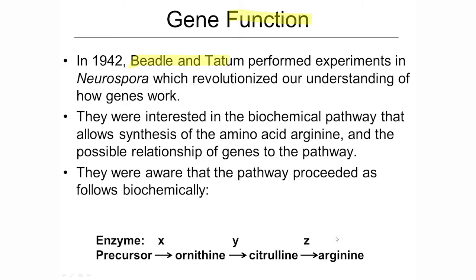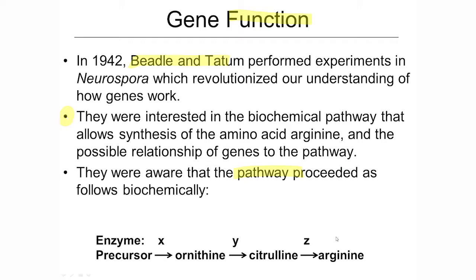But it turns out that Beadle and Tatum were interested in the biochemical pathway. They were using the pathway that allows synthesis of the amino acid arginine. And they were also interested in the relationships of genes to this pathway. Without any genetic knowledge, biochemists knew that there was a pathway, and by the way, many biochemical reactions occur in these multi-step pathways, and they can be worked out, I'm not going to say easily, but it's certainly done, and a lot is known about it.